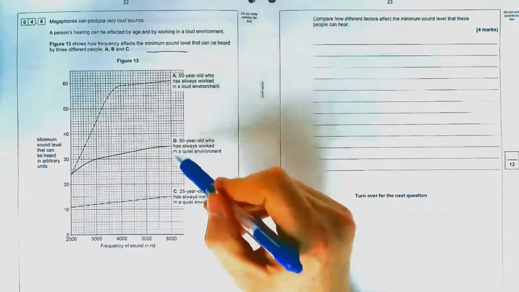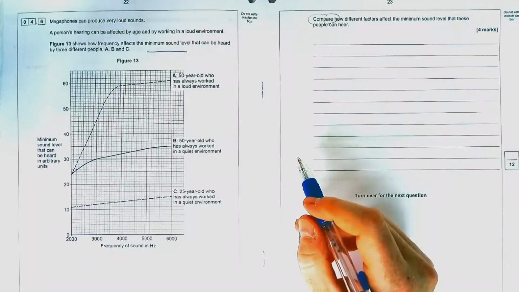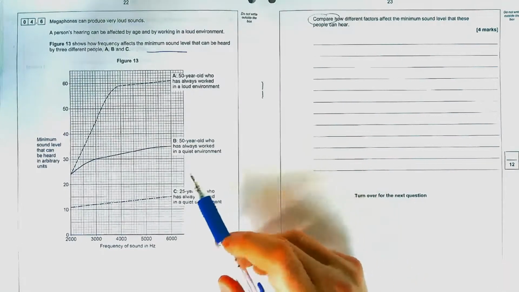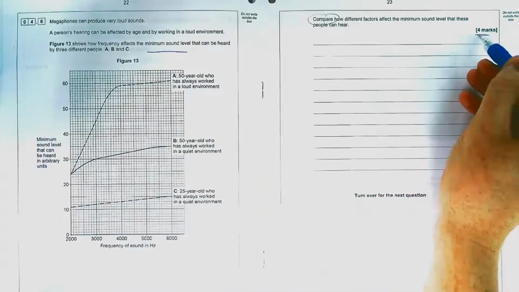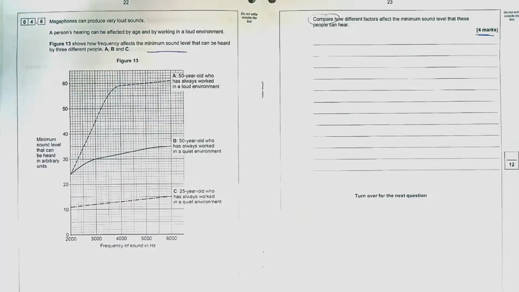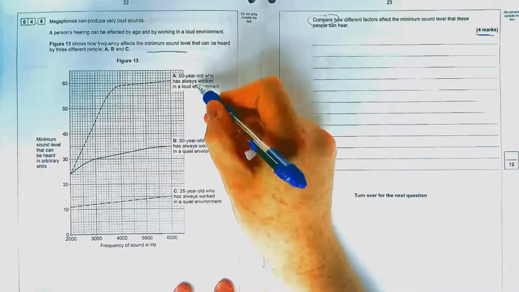So we need to be able to talk about several different things. Now, there's some obvious things to talk about. It is a compare question. So I'd say the most obvious thing to compare is the two 50-year-olds. One's worked in a loud environment, one's in a quiet environment. Initially, they have the same high frequency of sound that they can hear, but over time, with higher frequencies, the minimum sound level is higher for the person who's worked in a loud environment. So let's compare those two people first.